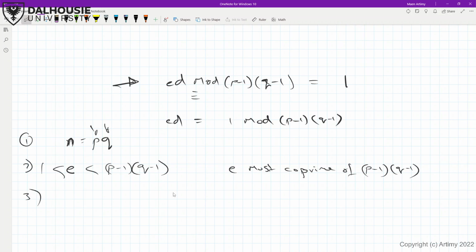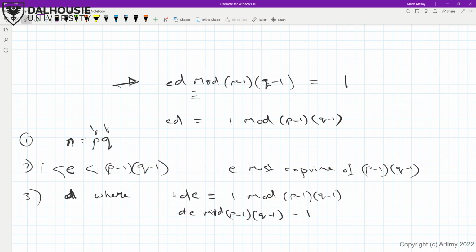And the third step is finding D, where DE is 1 mod (p minus 1)(q minus 1). Or if you want to write it this way, DE mod (p minus 1)(q minus 1) equals 1. Okay.